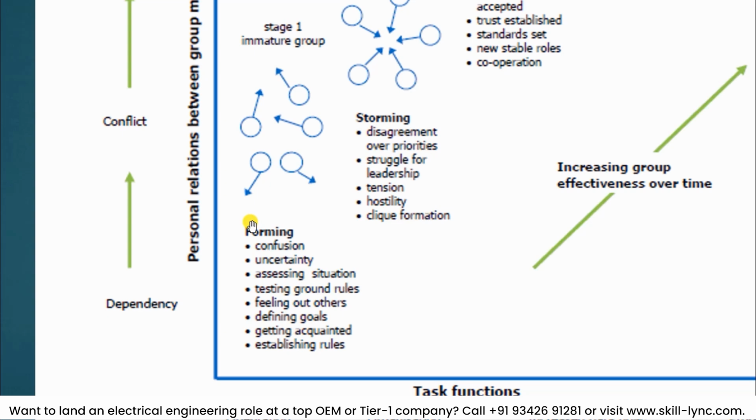So the other people will try to test out others, and as part of the team they'll try to bring in and define their own goals, and they'll try to get acquainted with each other. Then there might be certain groups forming up within the team, some focus groups or something, and finally they also try to establish rules among themselves. So this is the first stage of the team.